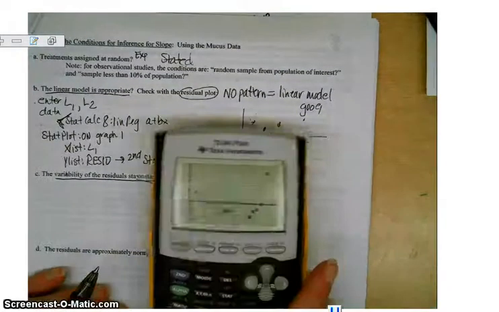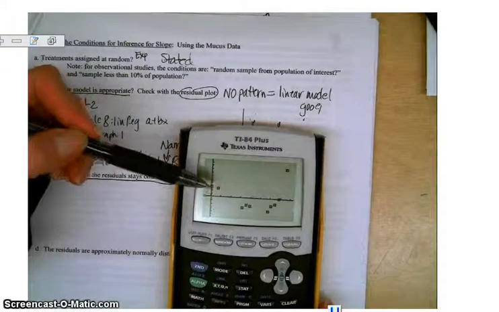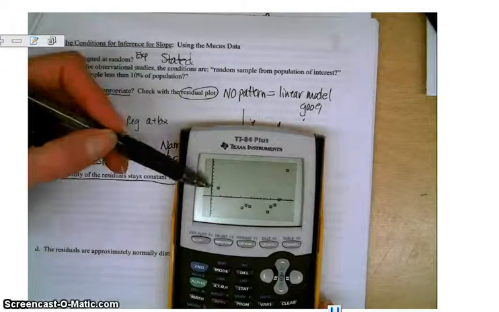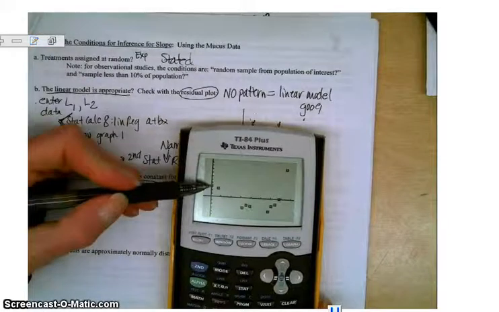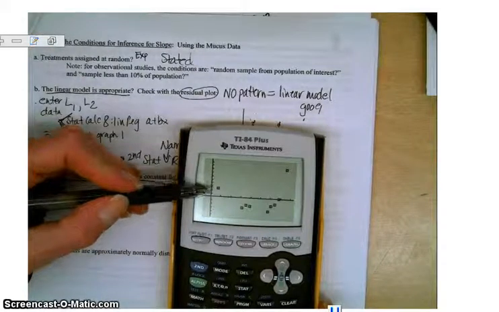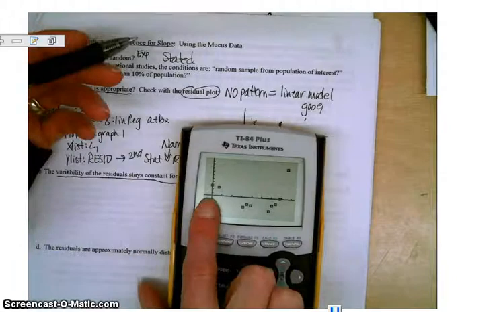So how about this one? The variability of the residuals. This is a different residual plot. The variability of the residuals is the same for all x's. So you've got this point, this residual is, well, it's that far. You can see how far away it is.